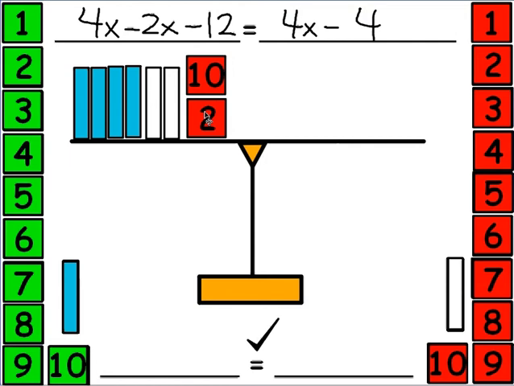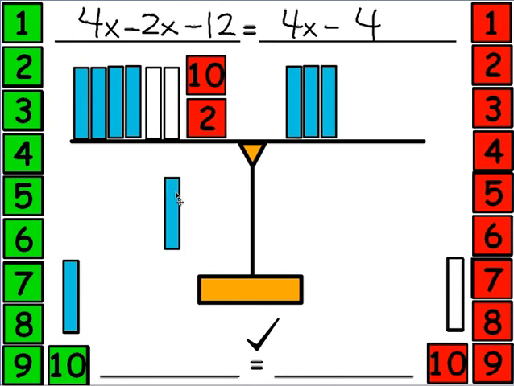And then on the right side, what balances with this is 4x. So I need 4 blue pieces again. Minus 4. So here's what I have built. 4x minus 2x minus 12 is equal to 4x minus 4.